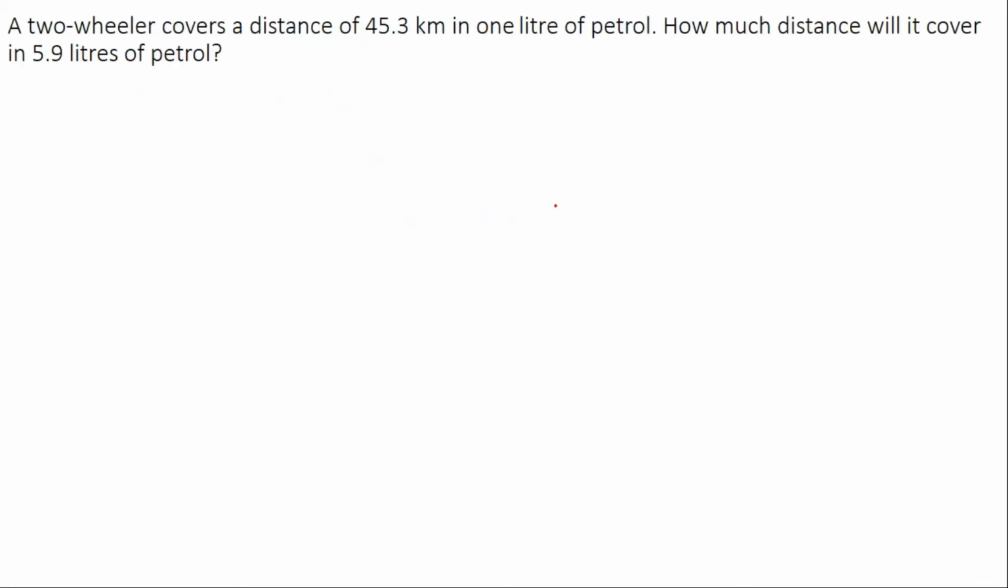A two-wheeler covers a distance of 45.3 km in 1 liter of petrol. So how much distance will it cover in 5.9 liter of petrol? What we will do, we will simply multiply it. So we will write 5.9 into 45.3. When you solve it, you will get the answer 267.27 kilometer.